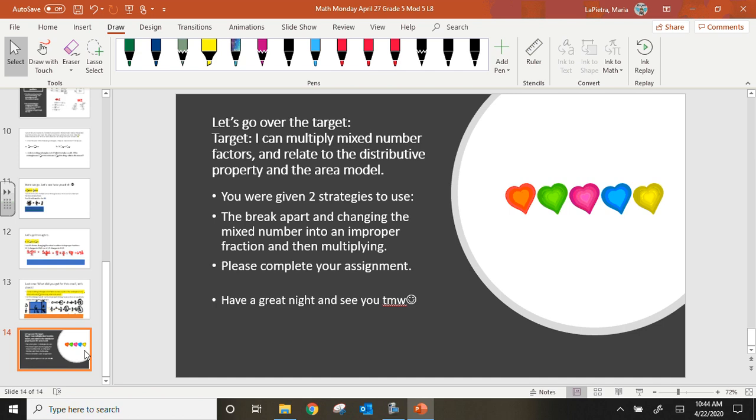Okay, so let's go over the target. I can multiply mixed number factors and relate to the distributive property in the area model. So you're given two strategies to use to find your answers. One was the break apart and changing the mixed number into an improper fraction and then multiplying. That's actually both of them. Okay, so you have some really good examples here.